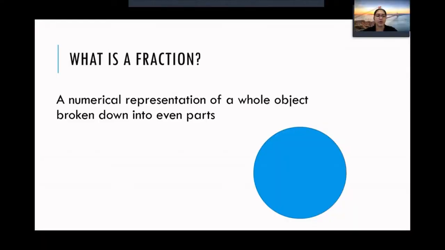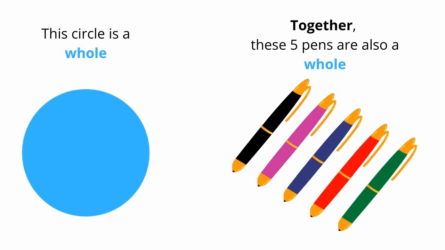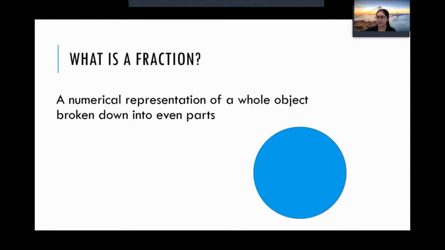But you don't always have to have just one thing. A fraction can be a representation of many different things. So for example, if I have 5 pens, 5 would be my total. So 5 pens are the whole in this case. And I'll try to explain that more as we go along.